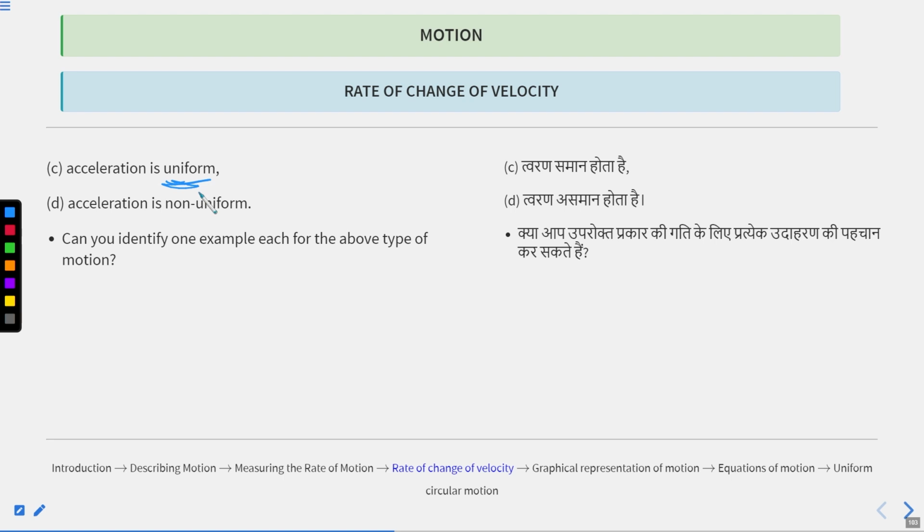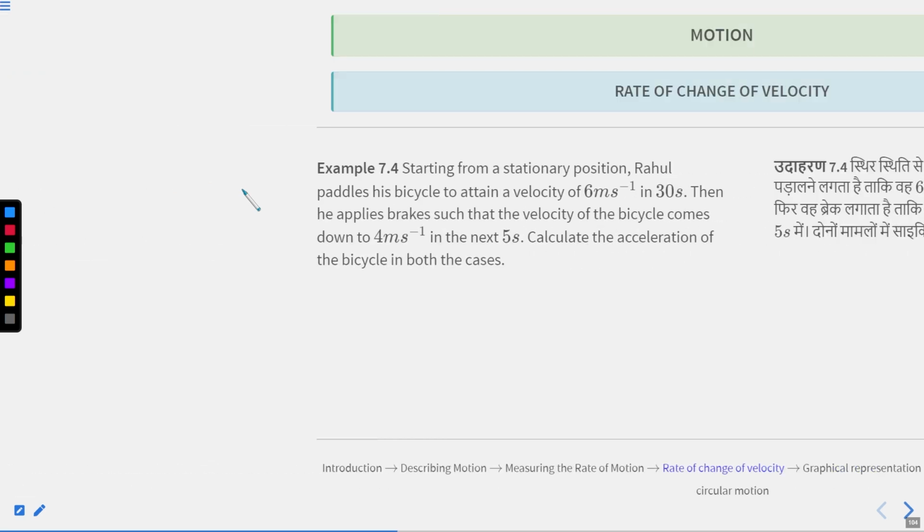Acceleration is uniform and acceleration is non-uniform. Can you prepare one list where you give examples of these types of motion? Acceleration along the direction of motion, against the direction of motion, uniform acceleration, and non-uniform acceleration. Try to prepare a list and try to answer these questions. Okay, class? This is one activity.